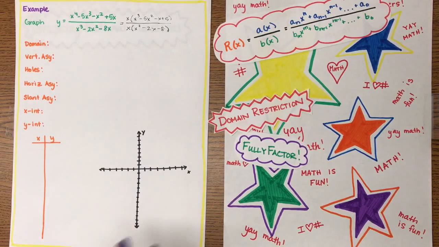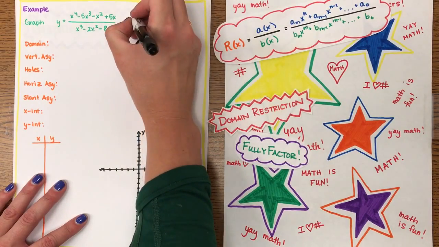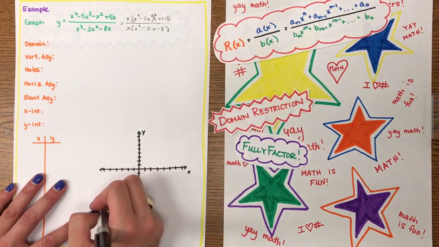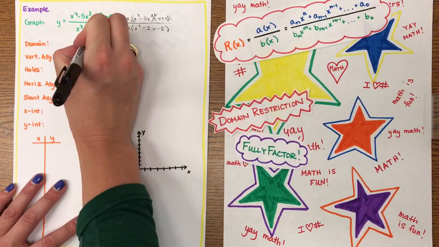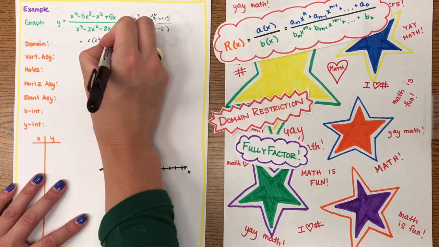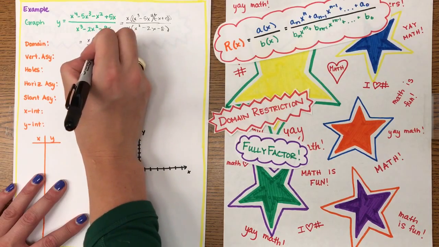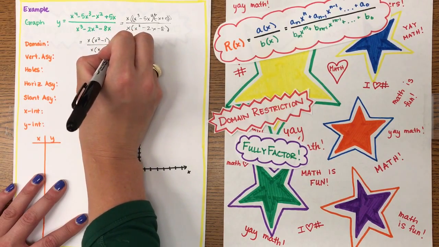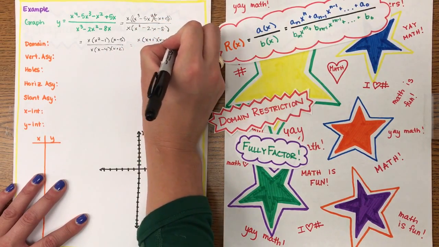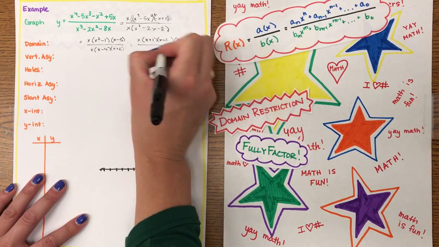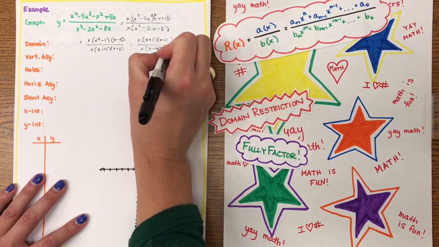The numerator is factorable through grouping. So I want to go through and do some grouping. When you group the first two terms and the second two terms, you can factor out a common factor, and this will become x times x squared minus 1 times x minus 5, and the denominator will become x times x minus 4 times x plus 2. The numerator further factors to be x plus 1 times x minus 1 times x minus 5 over x times x minus 4 times x plus 2.